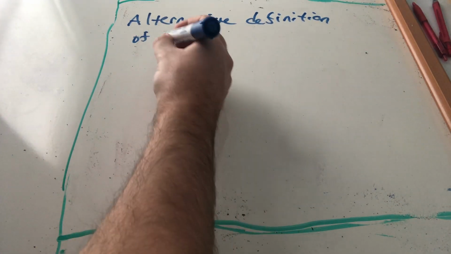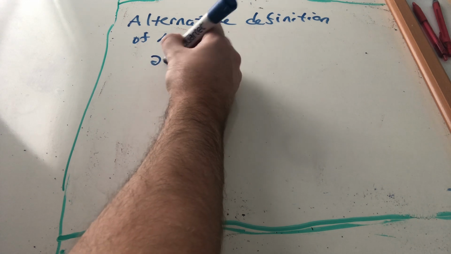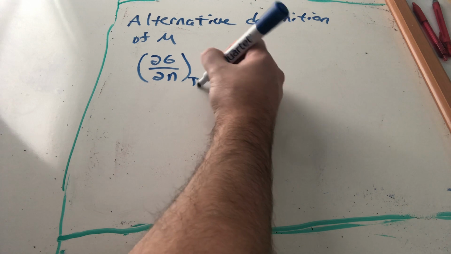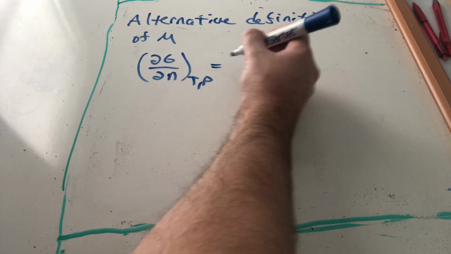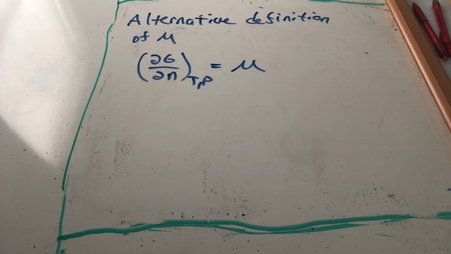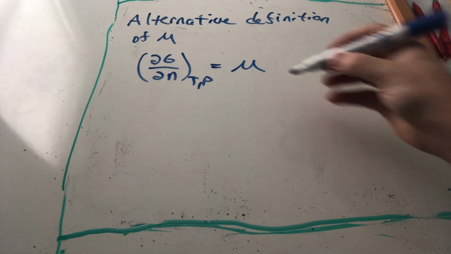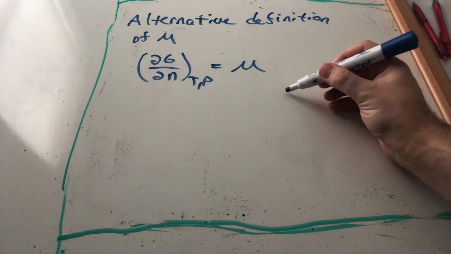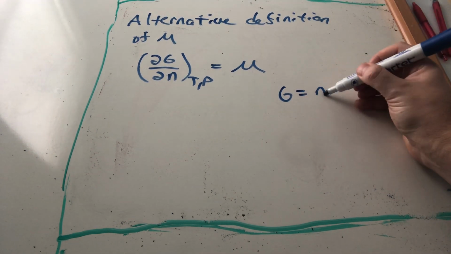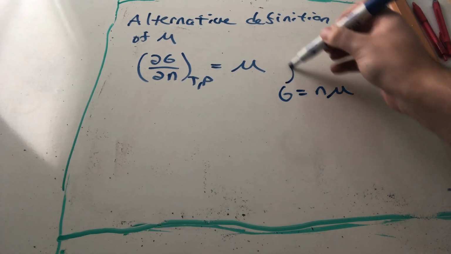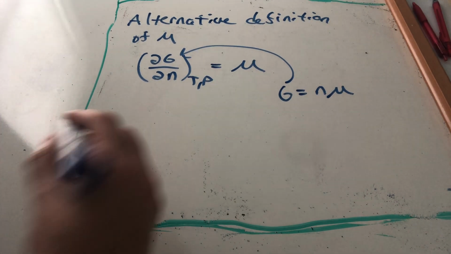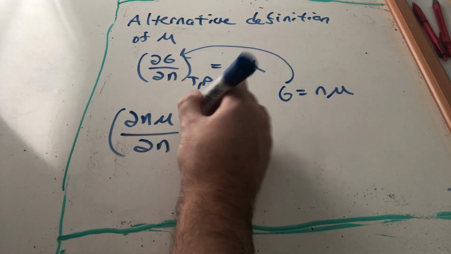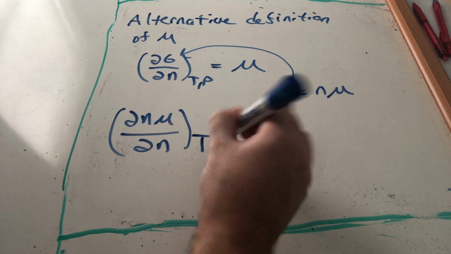Remember what we just showed? We showed that partial G, partial N at a constant T and P and all other N's, was what we defined as our mu. And this is true. But you can observe here, if I want to actually carry out this partial derivative, if G looks like N mu, and I substitute it in there, partial N mu, partial N, at a constant T and P.